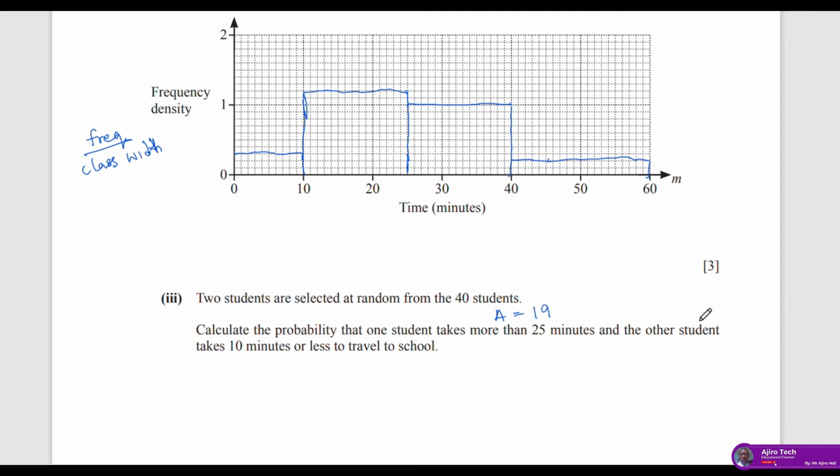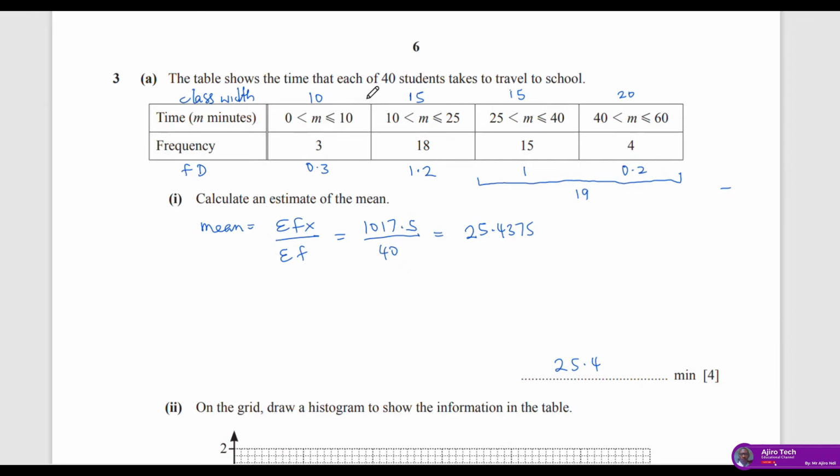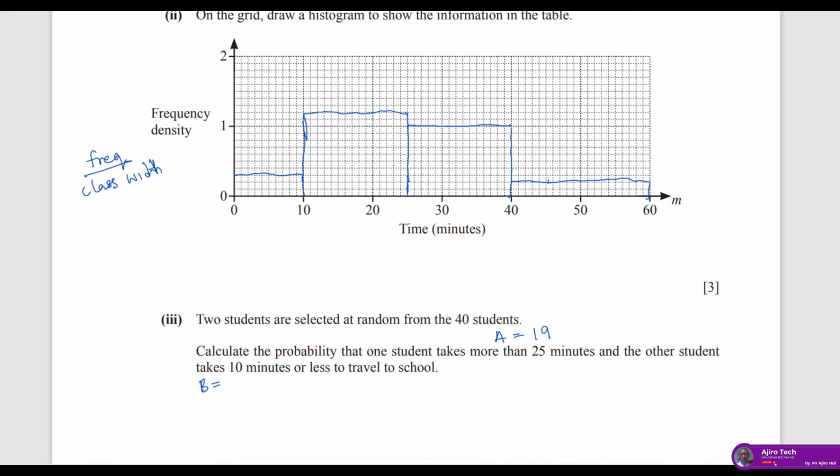Now another group takes 10 minutes or less. This is group B. Let's look at how many take 10 minutes or less. This point is 10 minutes, so this is 10 minutes or less. There are just 3 of them. So the second group should be 3.